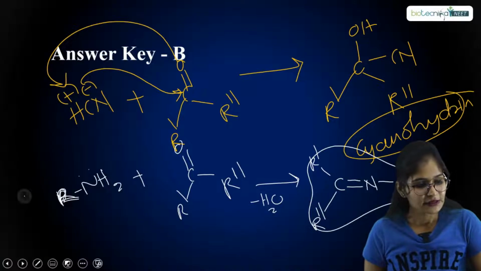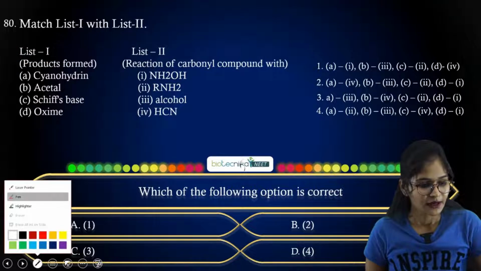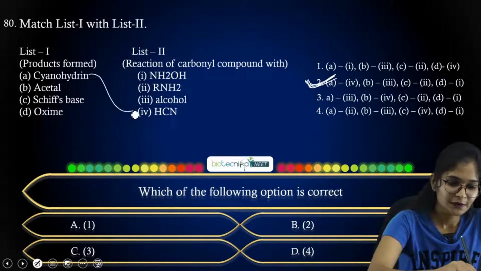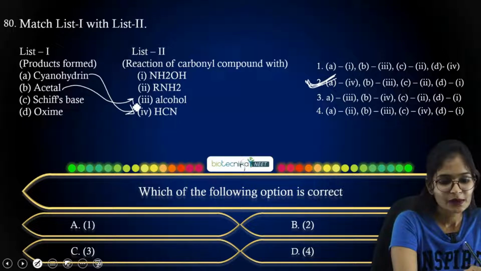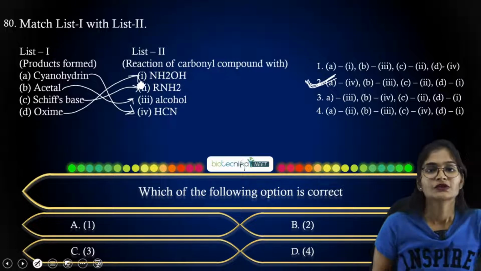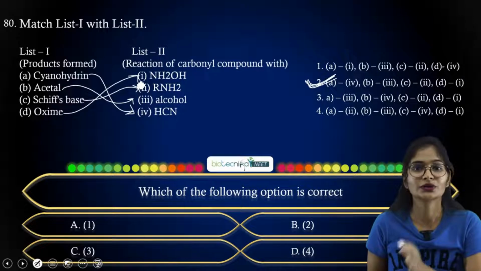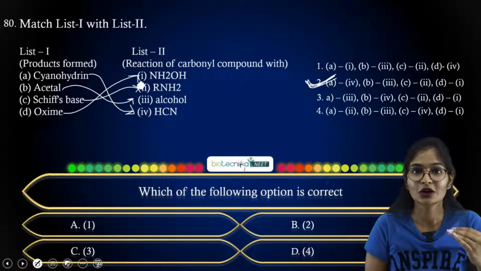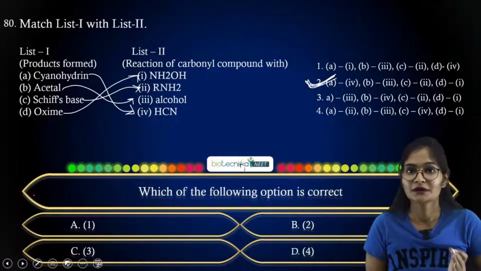Let us go back to list 1 and list 2 and what they have matched here. With respect to that, you have option B. So this is cyanohydrin with HCN, acetal with alcohol, Schiff base with amine, and oxime with hydroxylamine. With each and every reactant they have given, you treat it with the carbonyl compound and get your cyanohydrin, acetal, oxime, and Schiff base. So this is the answer to this question.